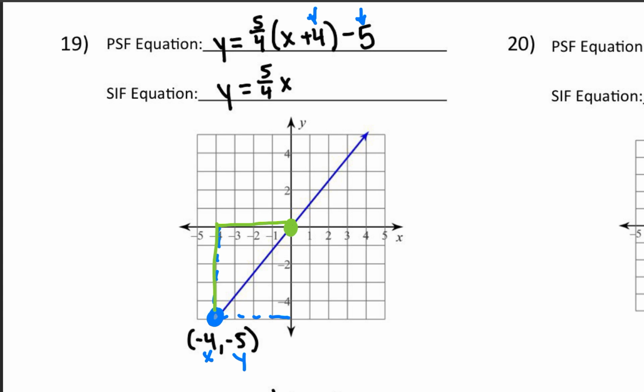To get from blue to green, I go up 5, right 4, and when I write that as a fraction, it's 5/4. So that's how I get these slopes here. This, however, is my y-intercept, and my y-intercept is 0. So if you write plus 0 for your slope-intercept form equation, I'll take that as a good answer.